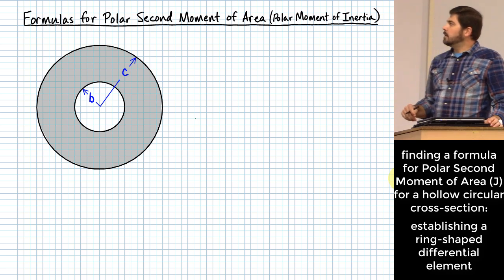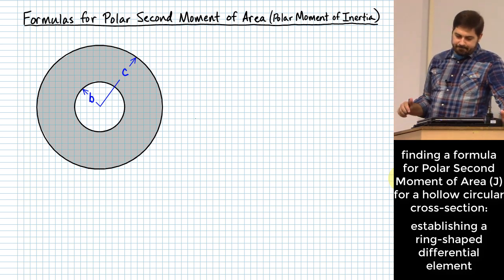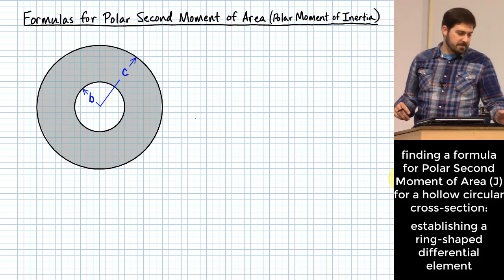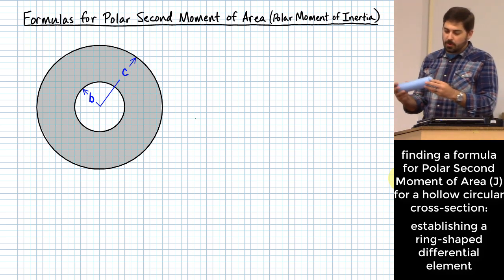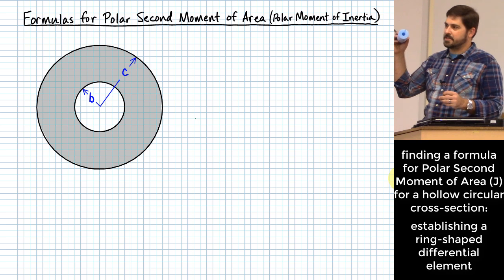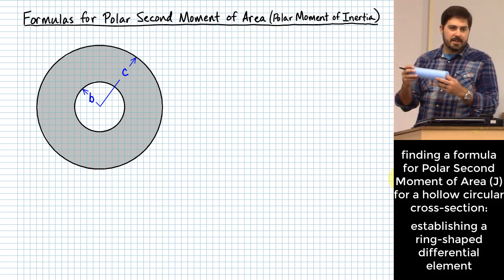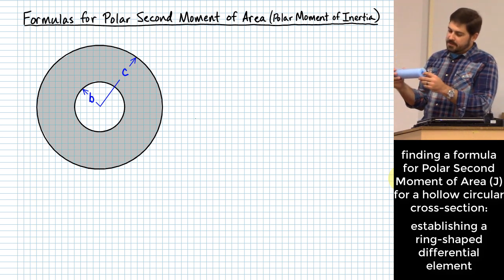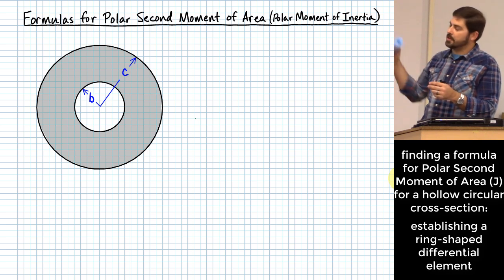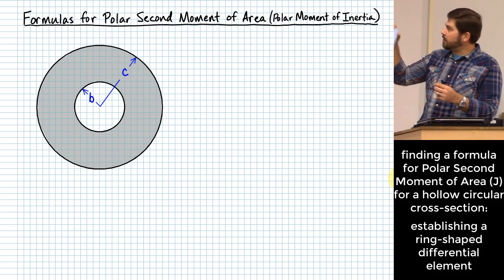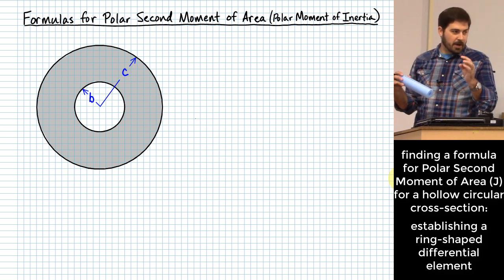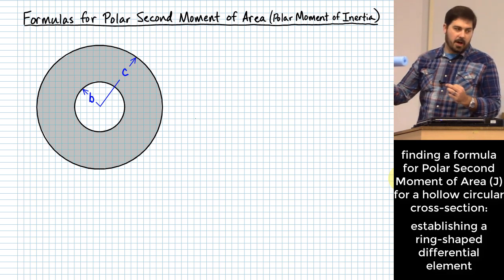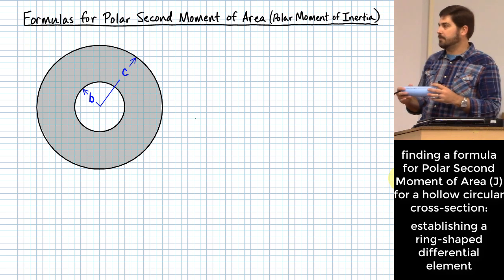So for my polar second moment of area, I'm going to do this not for a solid circular cross section, but for a hollow circular cross section, because that's as complicated as this gets. If I do it for a hollow one, that basically covers all the possibilities. You can get a solid cross section just by making the inner radius 0. So B on this figure, if you make that value 0, represents a solid shaft as opposed to a hollow shaft.